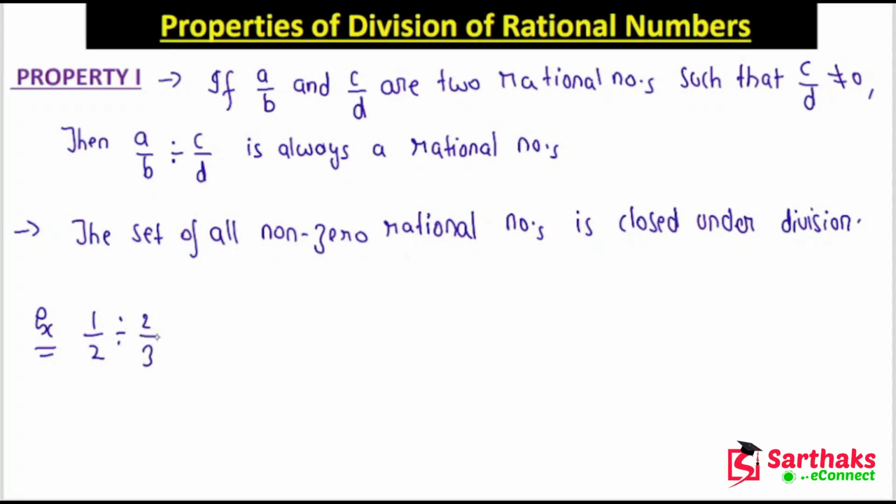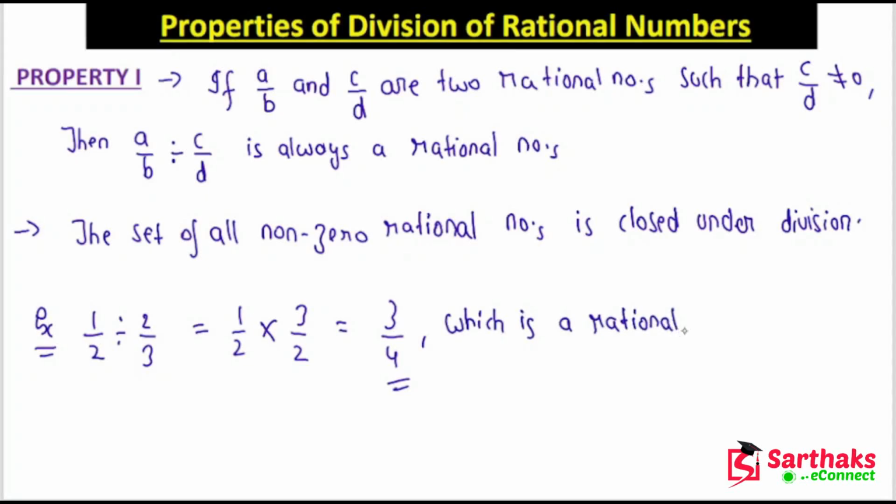Again, 1 by 2 and 2 by 3 both are rational numbers, and 2 by 3 is not equal to 0. So clearly, when we change divide into multiply, we get 3 by 2, and the final answer comes out to be 3 upon 4, which is again a rational number, right? So this was the first property, which was nothing but the closure property.